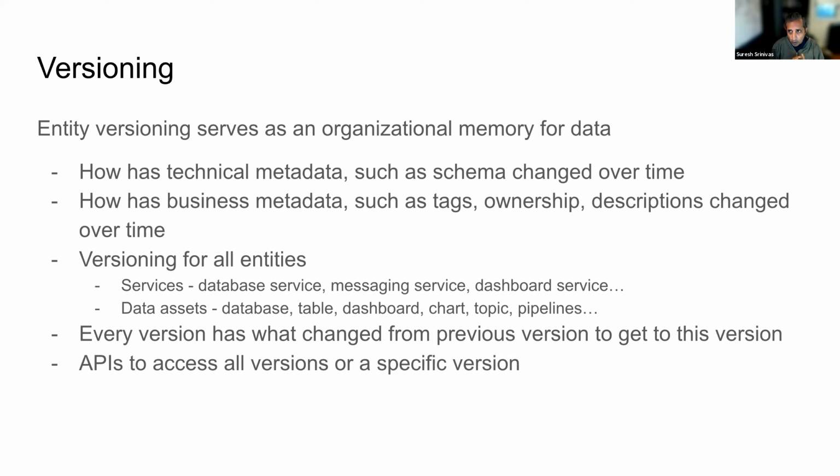And what we track is, in every version of an entity, what has changed from the previous version to get to this version. And then there are APIs to look at all the previous versions of an entity, and you can also get to a specific version of an entity. This is super useful if you want to look at what the schema was 1 year ago. Let's say you had stashed off some data. You can now look at what the schema was 1 year ago, and you can still use the data that you had, let's say, archived.